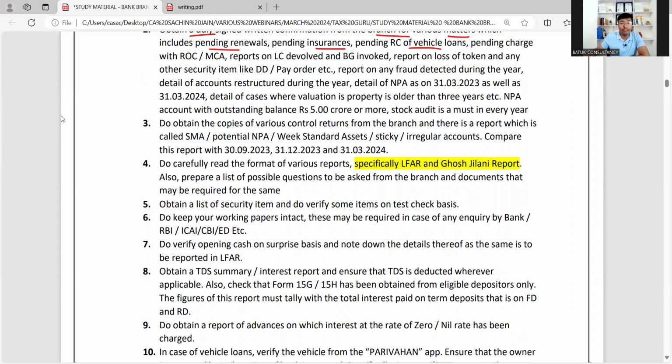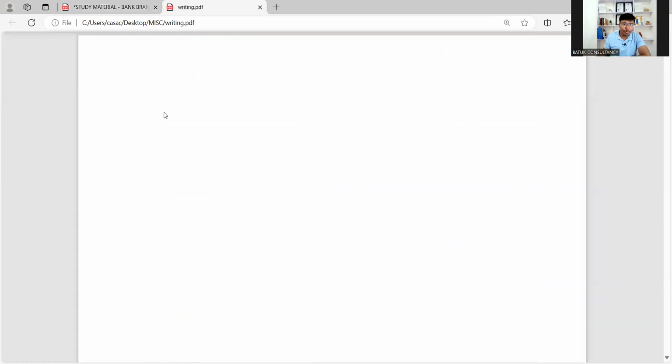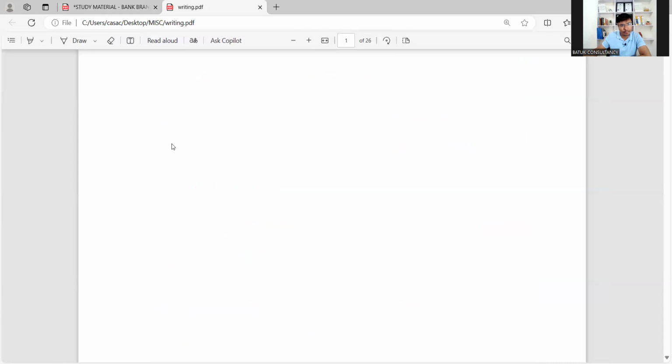Do obtain a copy of various control returns from the branch, and there is a report which is called SMA, potential NPA, weak standard assets, sticky and irregular accounts. Compare this report with 30/9, 31/12 and 31/3/2024. As we all know, each and every branch has to submit certain control returns to the head office.